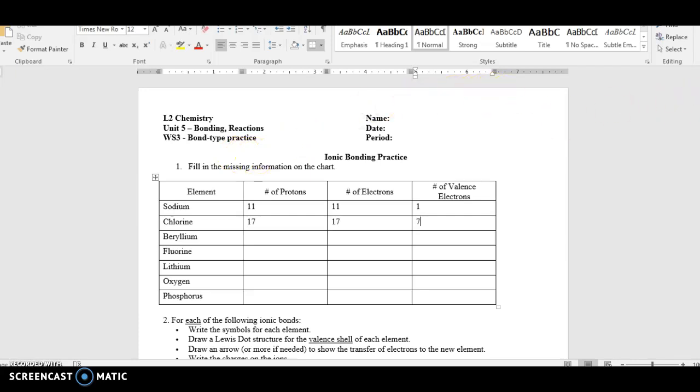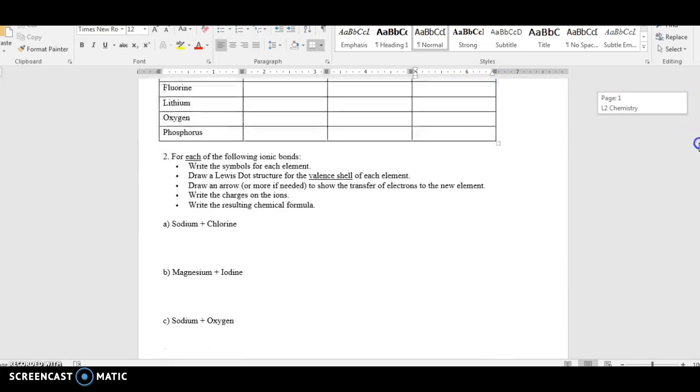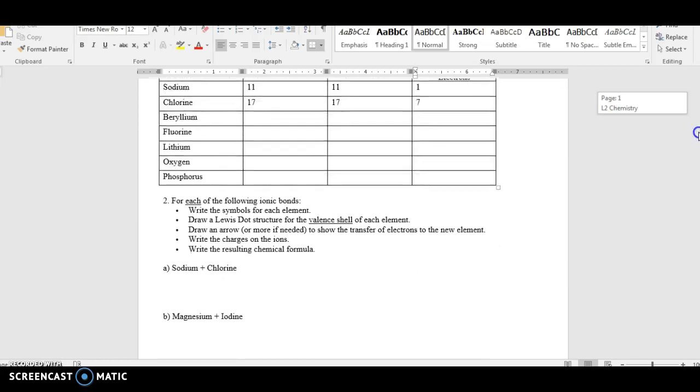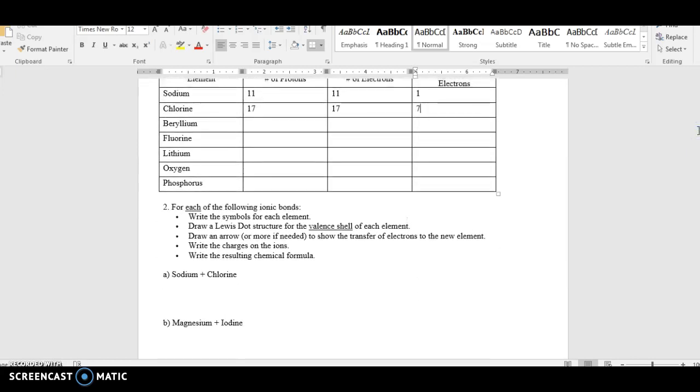All right, so you've got that done on this side. Now let's go down and see what we have to do with this. It says for each of the following ionic bonds, write the symbols for each element, draw a Lewis dot structure for the valence shell, draw an arrow or more if needed to show the transfer of electrons, and write the charges on the ions and the resulting chemical formula. Then I'm also going to ask you to write the name of the compound. All right, so let's get started.